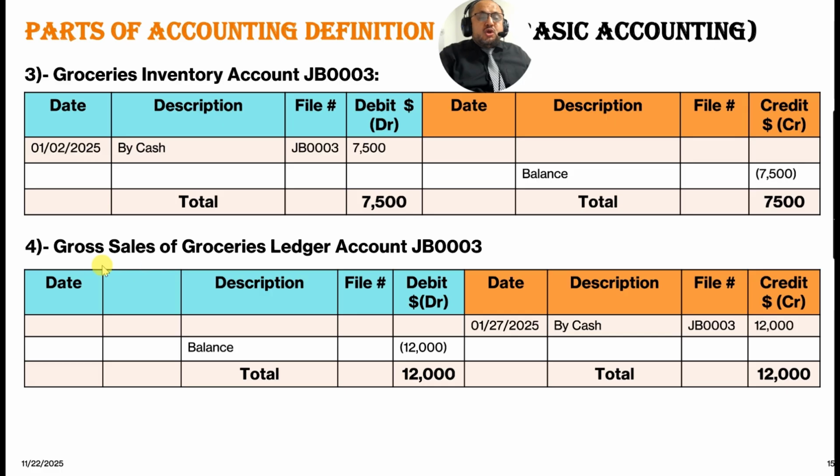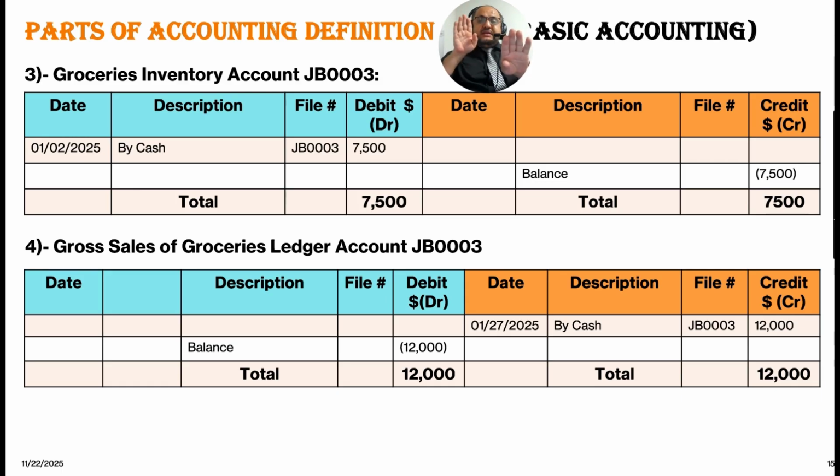Number 4, gross sales of groceries ledger account. During the 1 month or 25 days from 2 up to 27 of 2025, the JB Brothers sold groceries items with the value of $12,000. That's why we write it in here. The reason why we wrote it in here is that the groceries were less. They're gone.